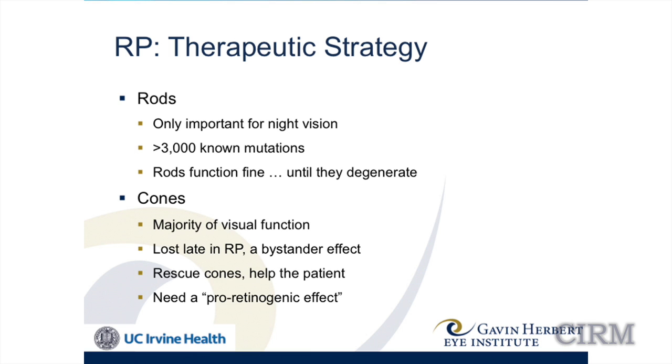And then it's the rods that are expressing the mutations that give you RP. So the problem starts in the rod. It's a mutation, and there's over 3,000 known mutations that can give you RP. So the take-home message from that is that it's not one mutation, one disease, like sickle cell anemia or Huntington's disease. You have a broad range of mutations that all lead to this final pathway where the rod photoreceptors die.